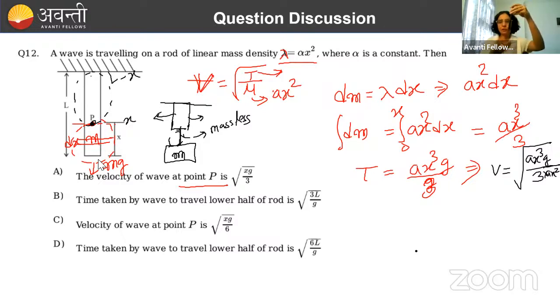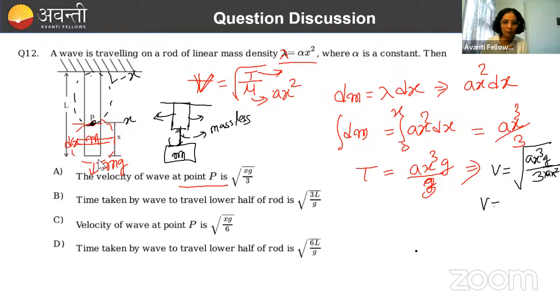जैसे आप किसी भी चीज को हैंग करते हो, तो जो मास इससे हैंग है उसकी वजह से ही टेंशन आएगा ना. देन दैट थिंग, दैट वेट विल ओनली स्ट्रेच इट डाउन ना. आर यू गेटिंग मी? व्हाई वी शुड टेक इंटीग्रेशन फ्रॉम L by 2 to L? Okay, done.